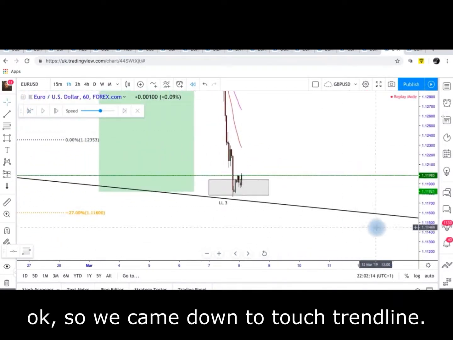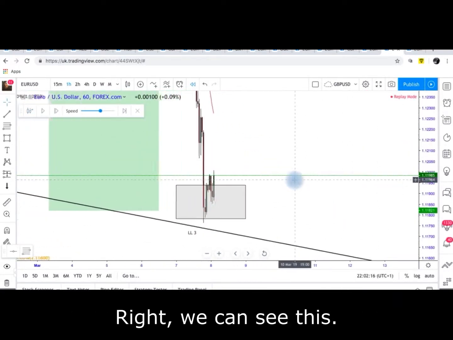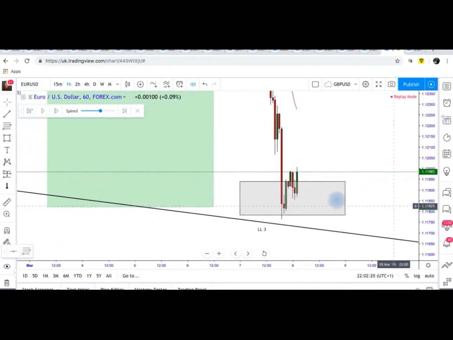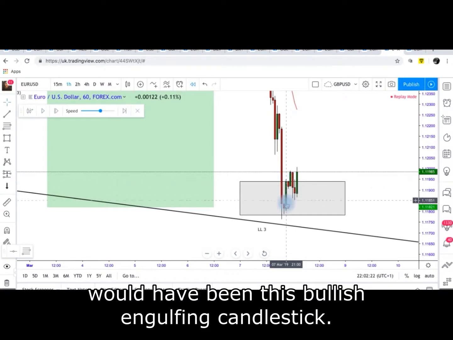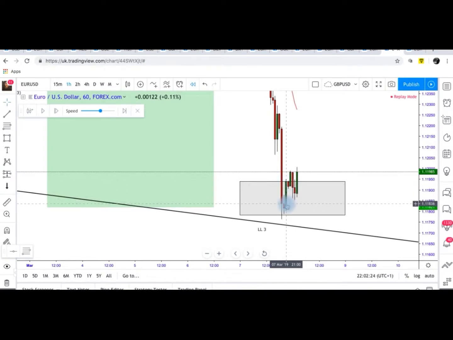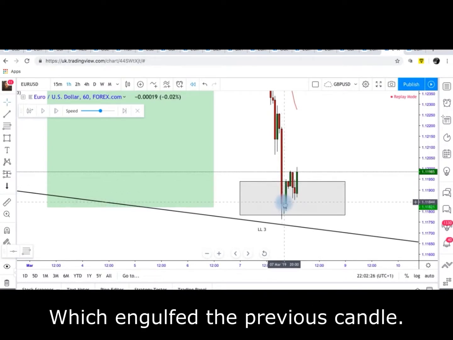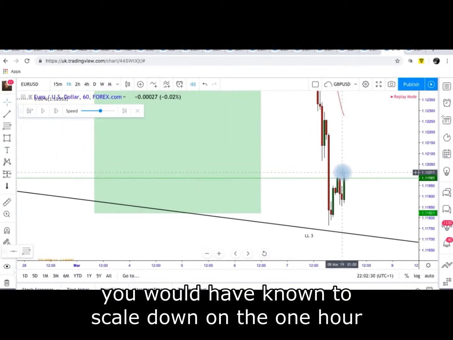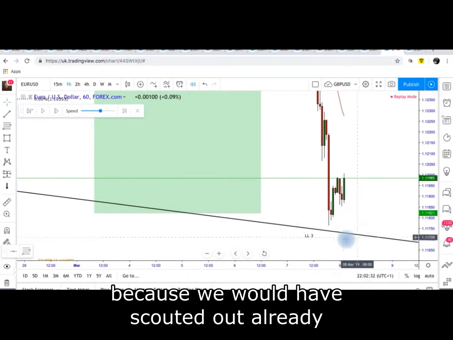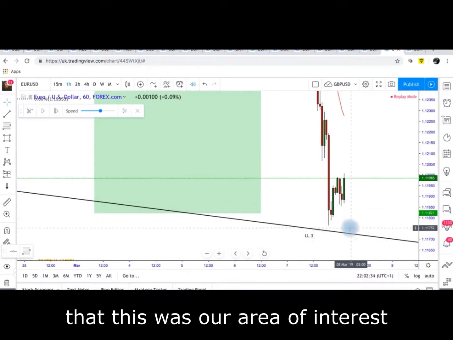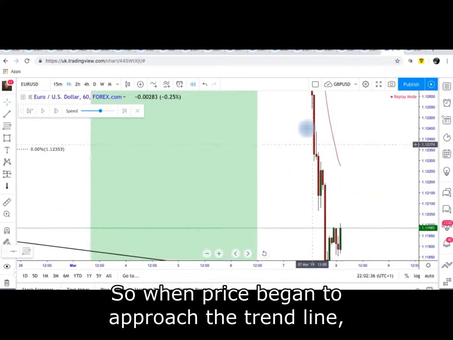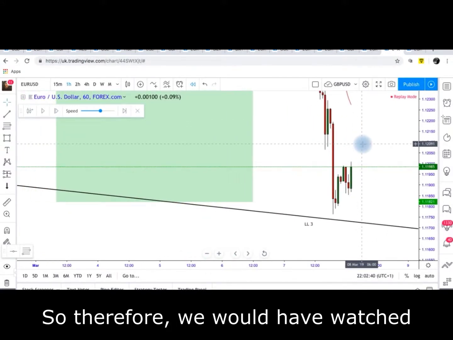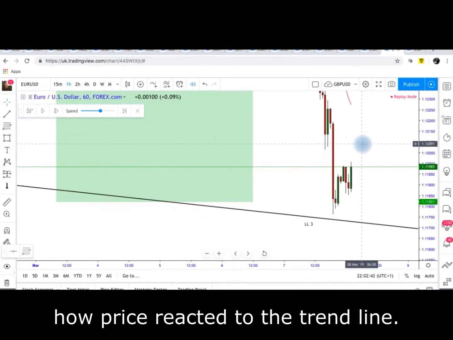Okay, so we came down to touch the trend line, right? We can see this here. Now, the other obvious sign to get out of this trade would have been this bullish engulfing candlestick, okay, which engulfed the previous candle. So therefore, the moment we saw that, we would have known to scale down on the 1 hour because we would have scouted out already that this was our area of interest because of the trend line. So when price began to approach the trend line, we would have been aware of that. So therefore, we would have watched how price reacted to the trend line.